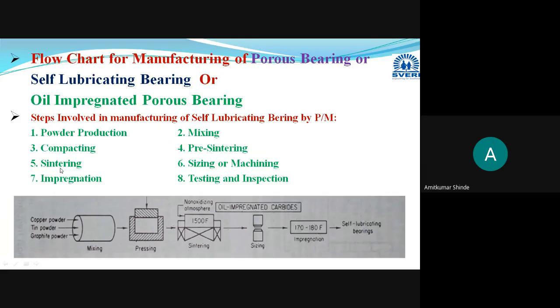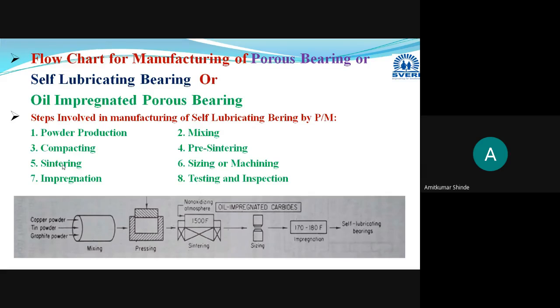After pre-sintering, that component is subjected to the sintering process. Here the component is heated at about 800 degrees Celsius, and the sintering is performed for only 5 minutes. You have to remember the time values, the temperature and time in case of the sintering process. The component is heated at about 800 degrees Celsius just for 5 minutes.